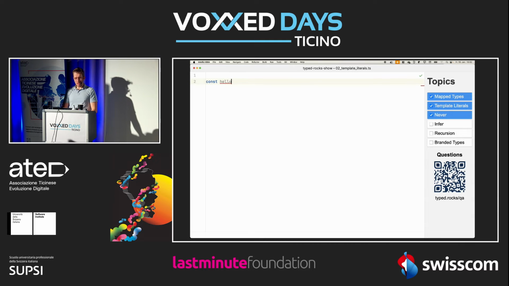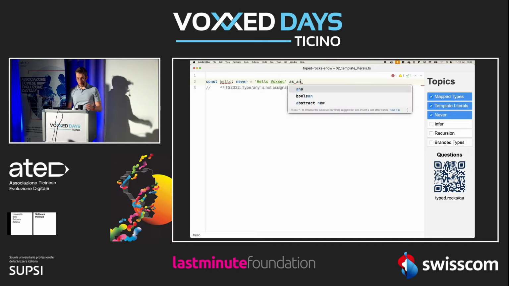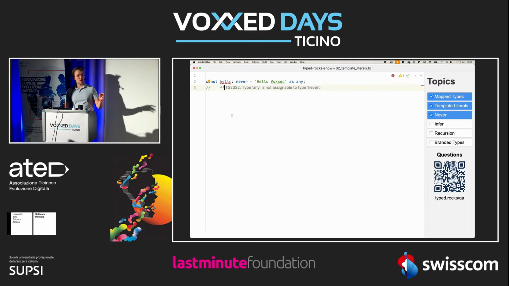Well, let's say we have a string here. And this string, of course, explicitly is a string, as we also could remove this here. But what happens if I change this to never? We get an error because we can see that string is not assignable to type never. Now, why is this? Well, never is its own type. All of you who have worked with TypeScript know how to fix this. We just say as any.